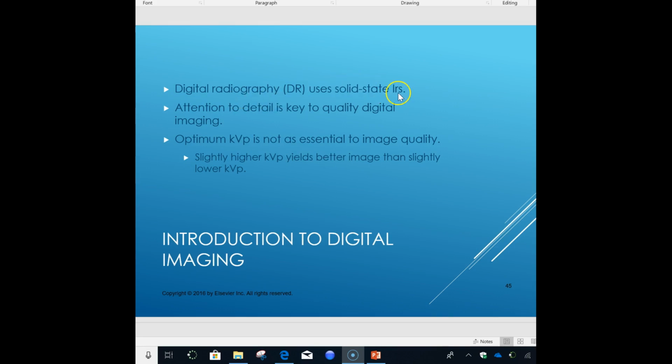DR uses solid state. Attention to detail is key to quality digital imaging, and optimum kVp is not as essential to quality as it is with film. So slightly higher kVp yields a better image than slightly lower. That goes back to where I was saying that DR uses higher kVp than film.